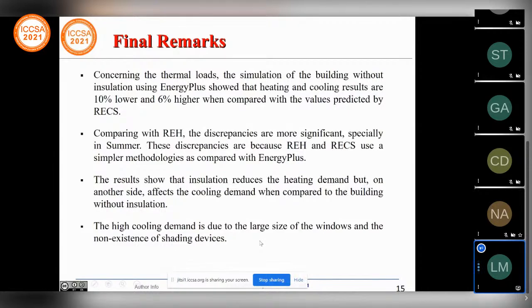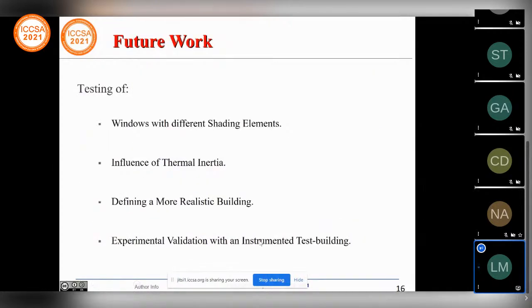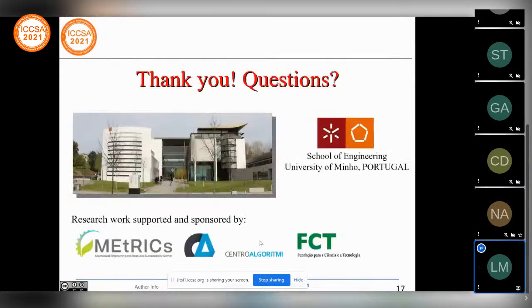So for future work, we did some of that already. We will test windows with different shading elements, influence of thermal inertia, and define a more realistic building. And we will try to do some validation with an experimental instrumented test building. Thank you.